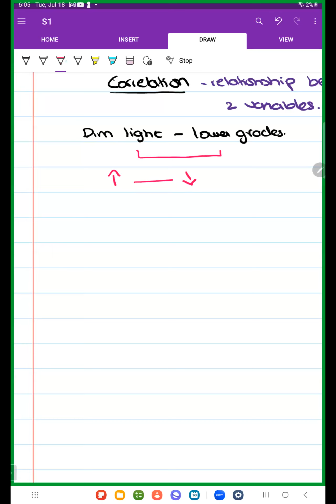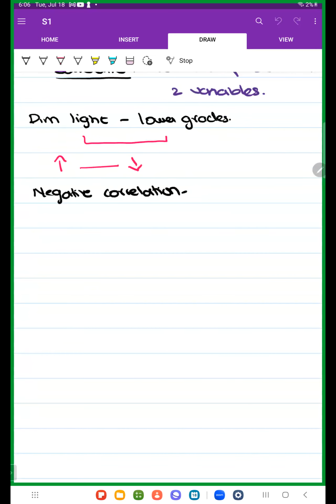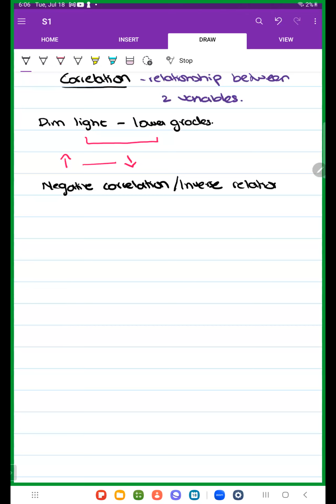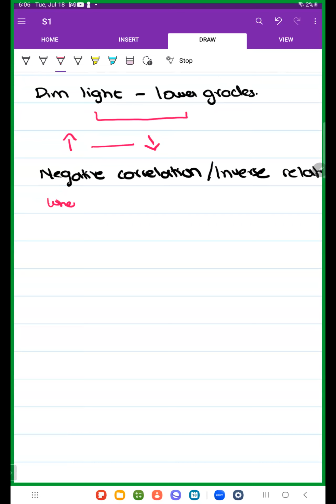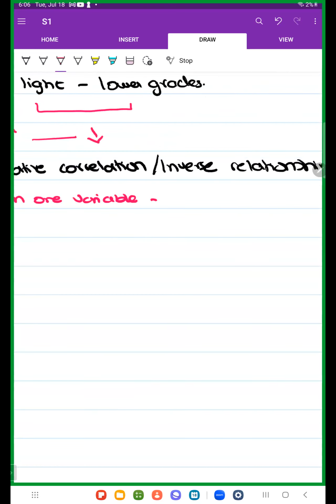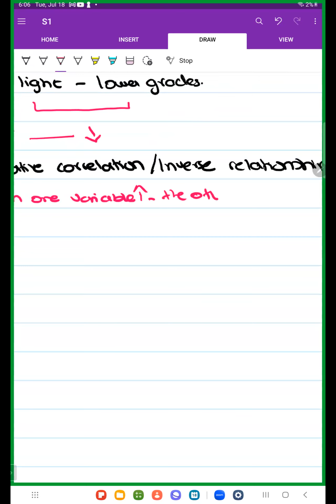What kind of a relationship is this? This shows a negative correlation. What is a negative correlation? When one variable increases, the other will decrease. It is either called a negative correlation or an inverse relationship. What is an inverse relationship? When one variable increases, the other decreases.